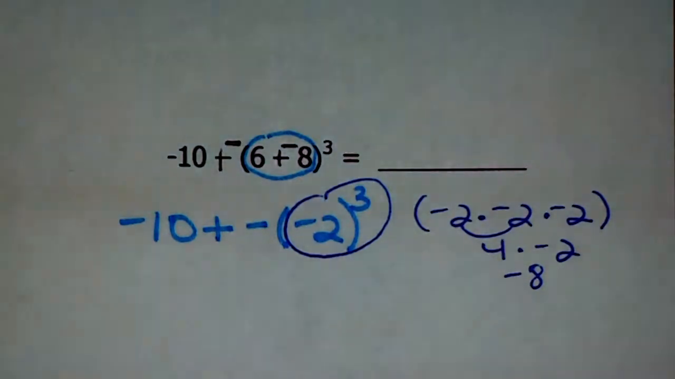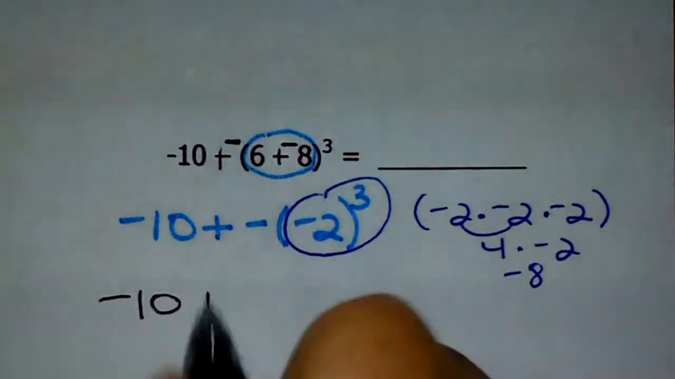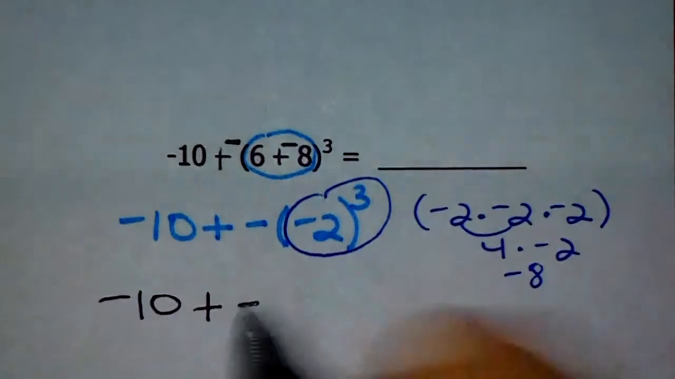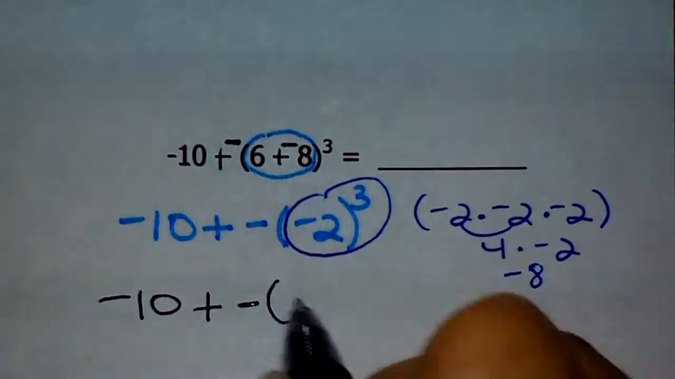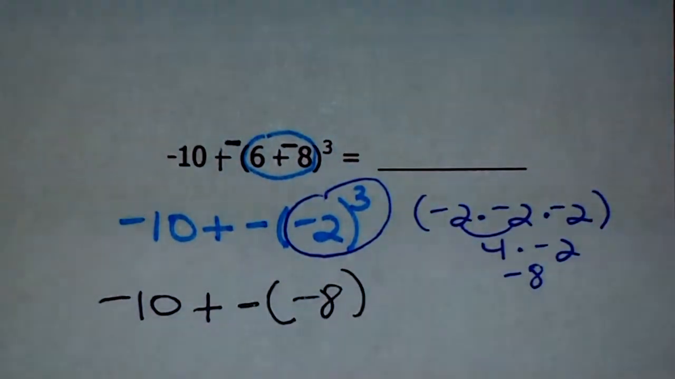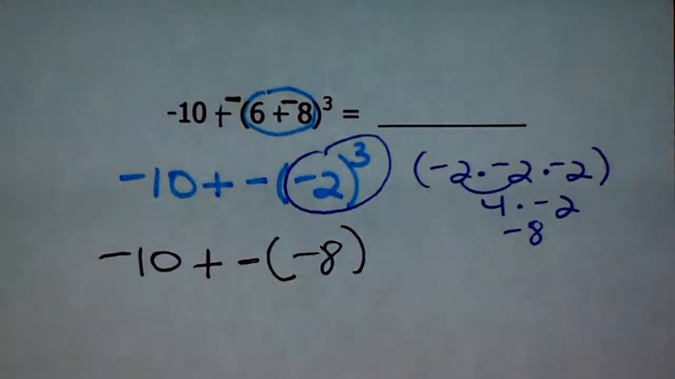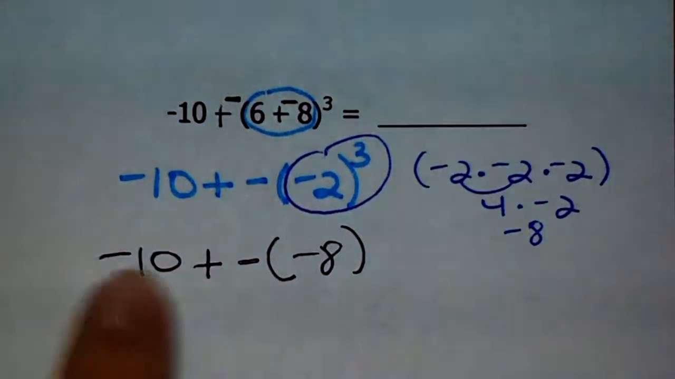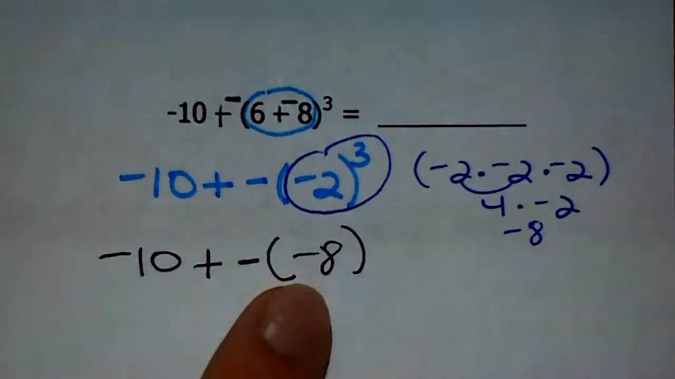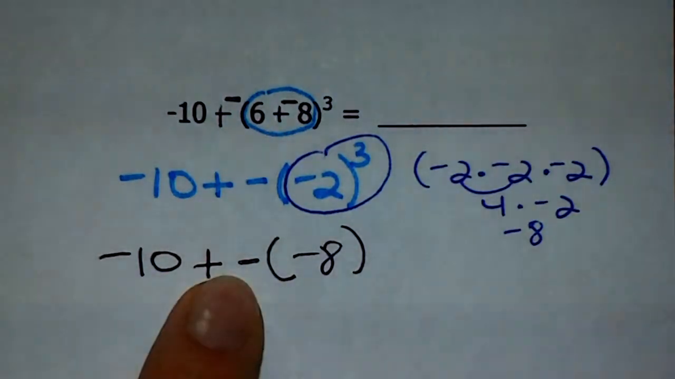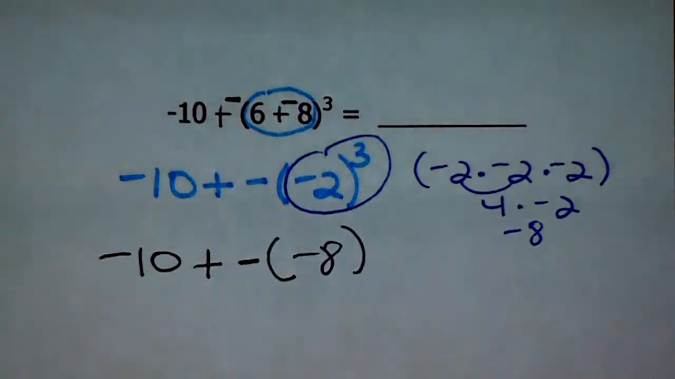So now what's left is negative 10 plus the opposite of negative 8, because that's what I just got. I know I told you there's lots going on in this problem. Okay, so in looking at this, if I want to take negative 10 plus the opposite of negative 8, I need to figure out what the opposite of negative 8 is, right?